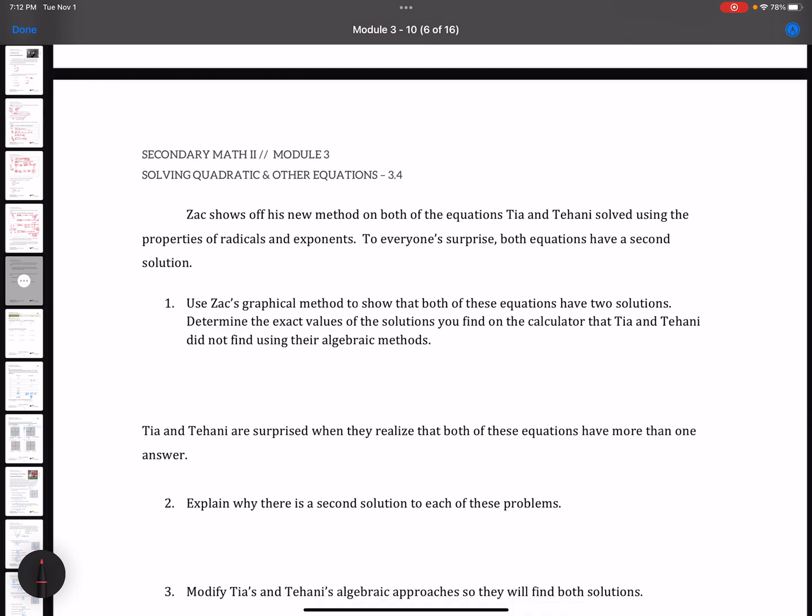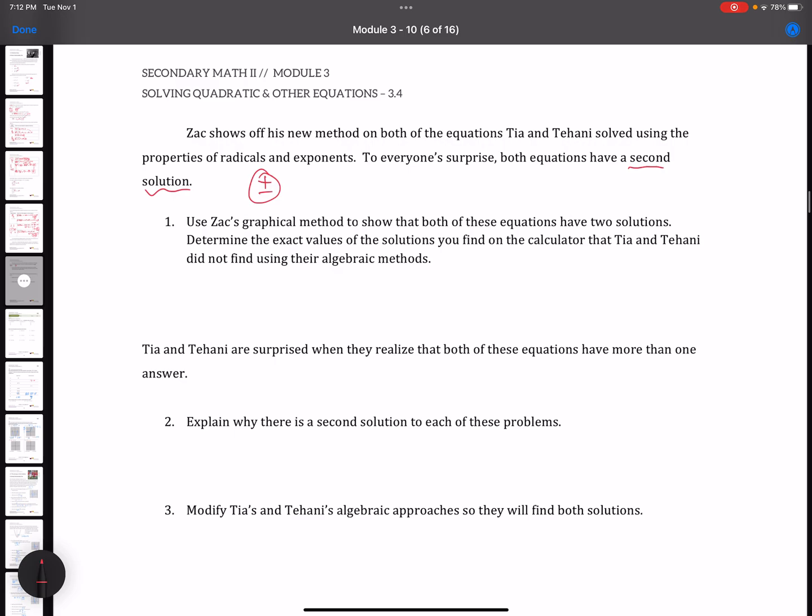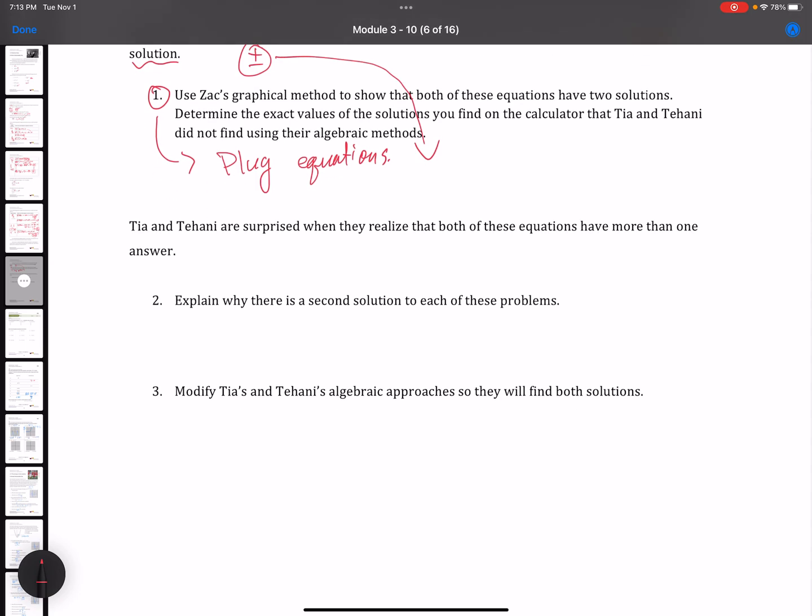So Zach shows off his new method on both the equations. And to everyone's surprise, both equations have a second solution. We already included that because plus or minus is necessary, right? So what I want you to do is actually plug those equations in to see both of those solutions. Okay, so you can use Desmos and plug them in so that you can see where they intersect, where they collide, and that's their solutions. But we're going to say we have to include a plus or minus when we square root, okay? So as we explain that, you'll need to take some time and do that.